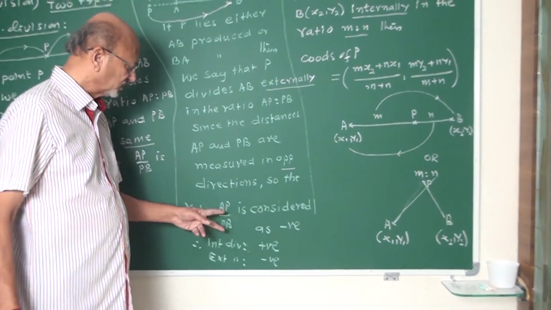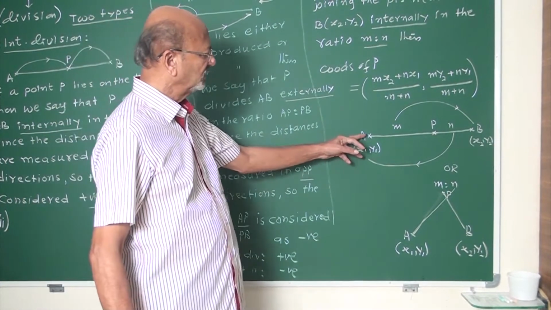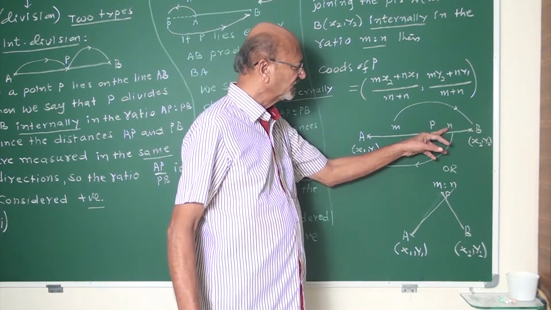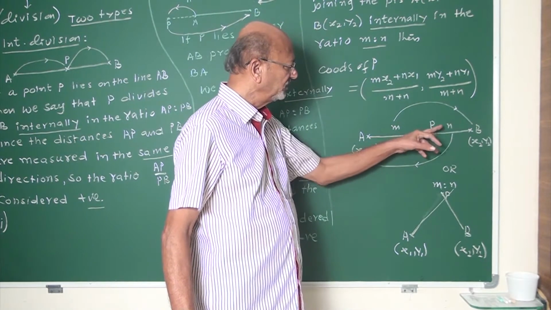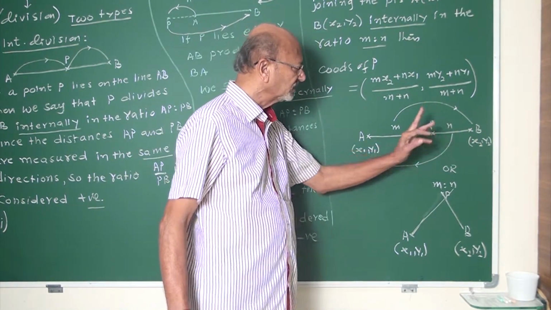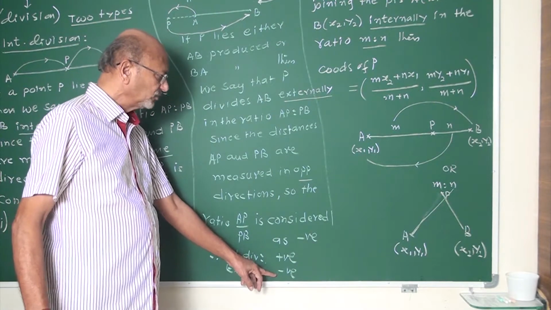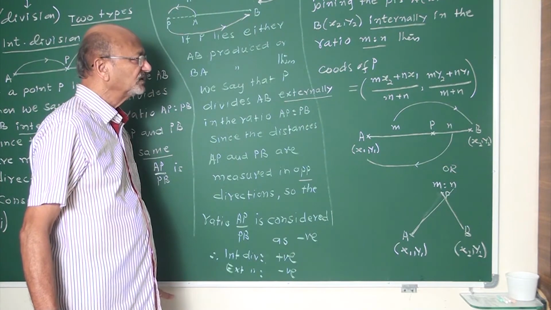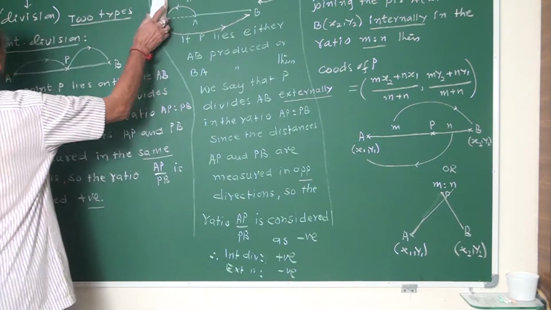For the external division, the ratio is negative. That ratio is m upon n. See here, AP is m, PB is n. Then AP upon PB is m upon n. When m upon n is negative, you have to replace plus n by minus n. Yes, my friends.